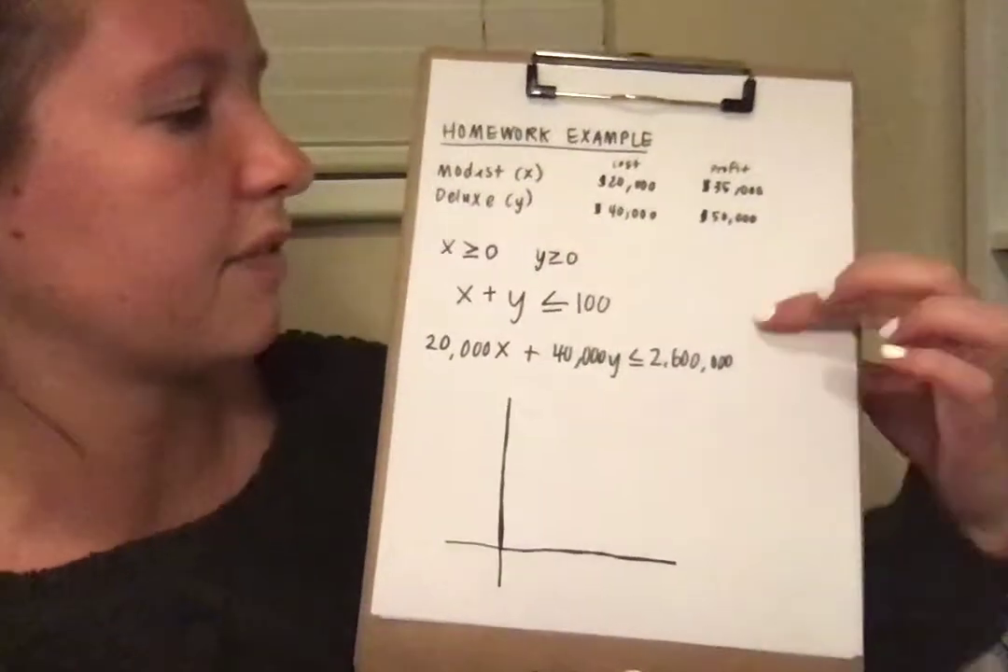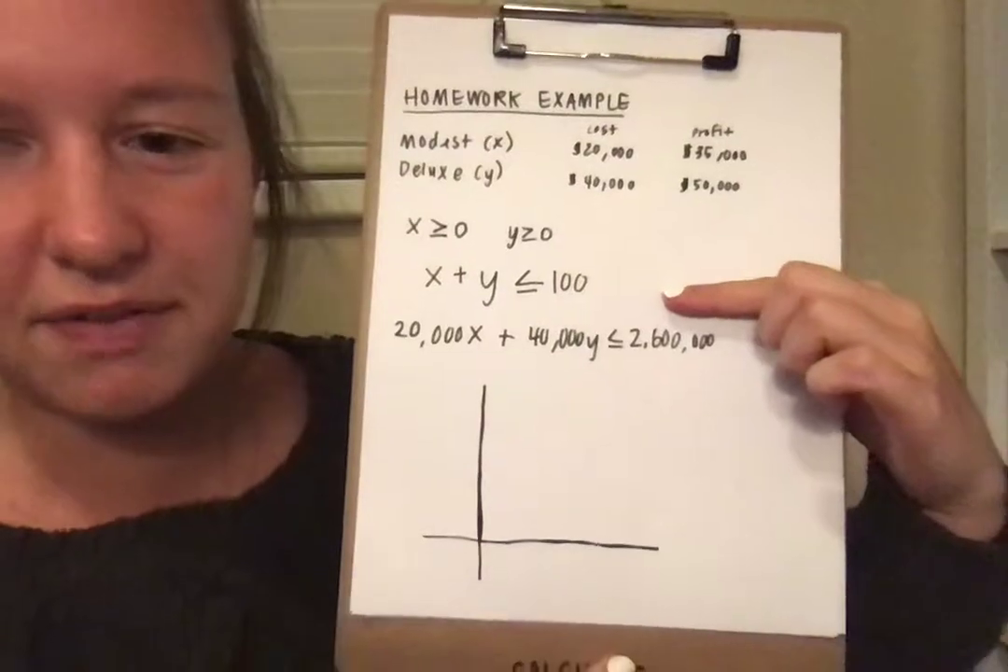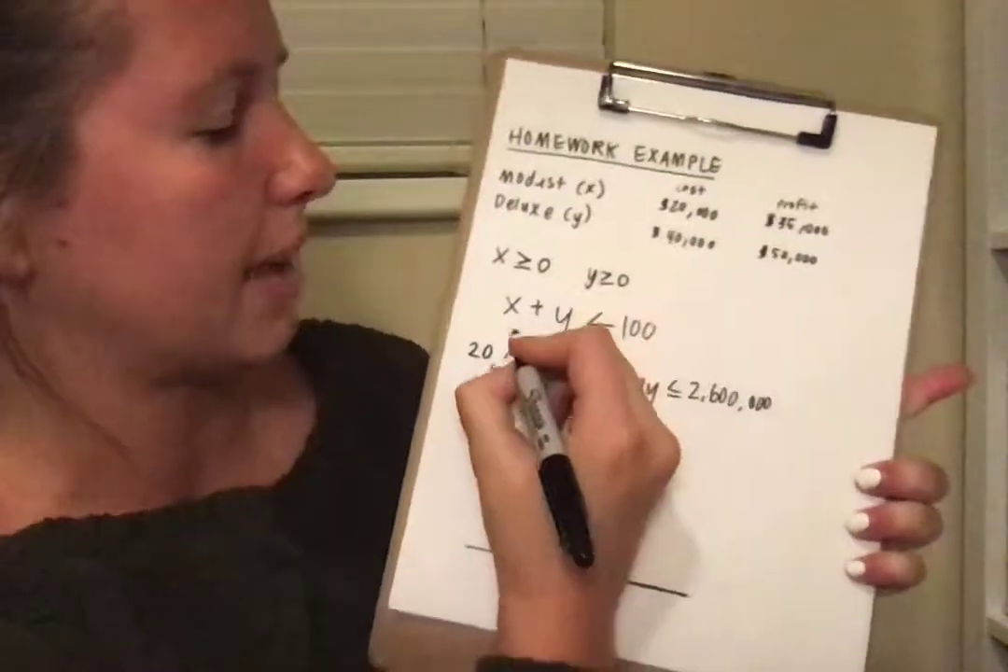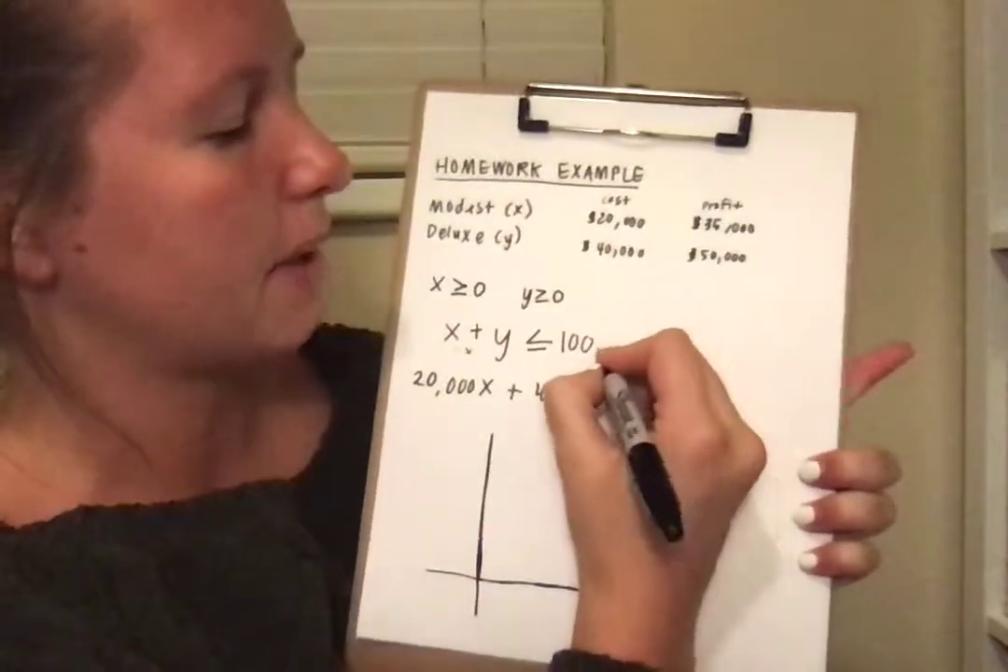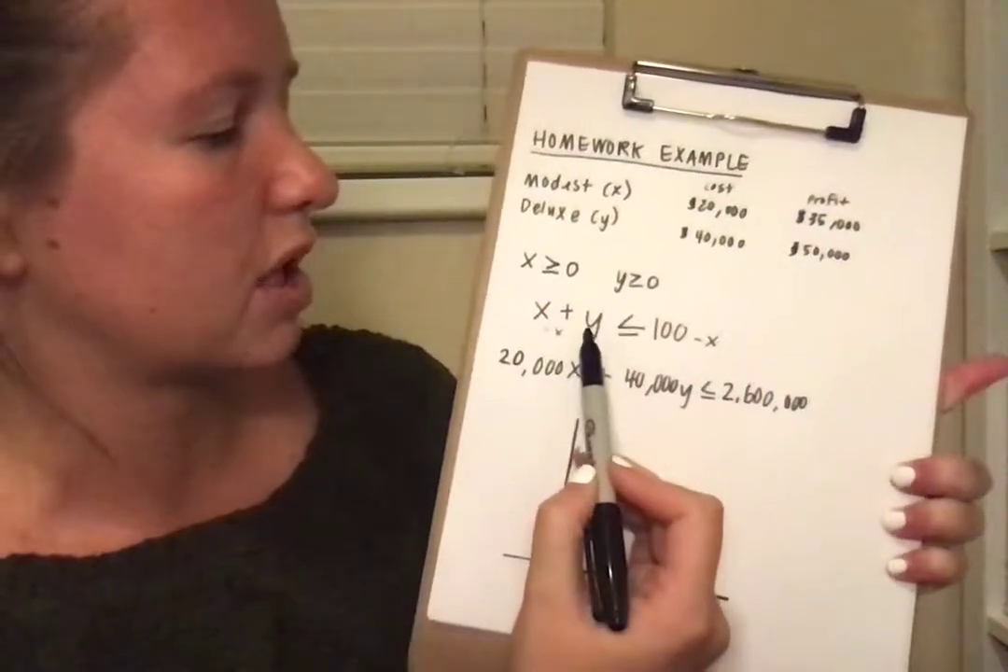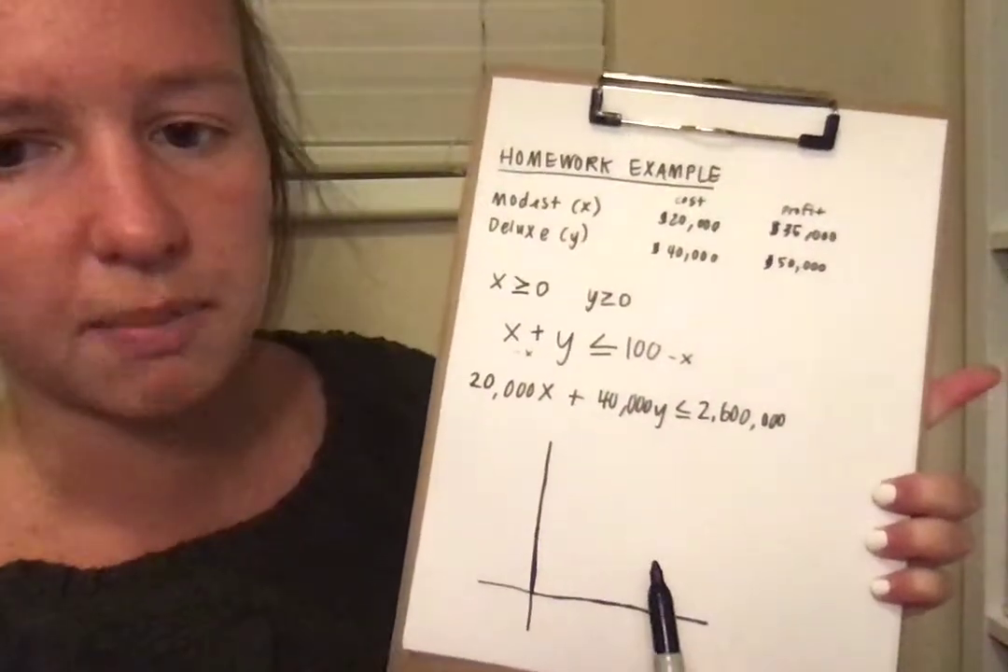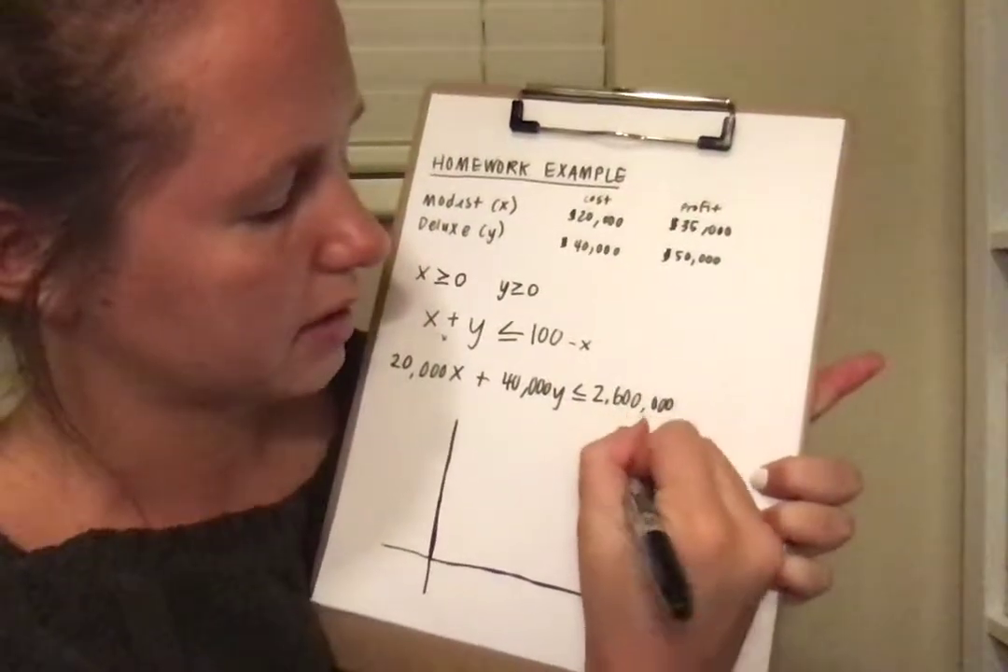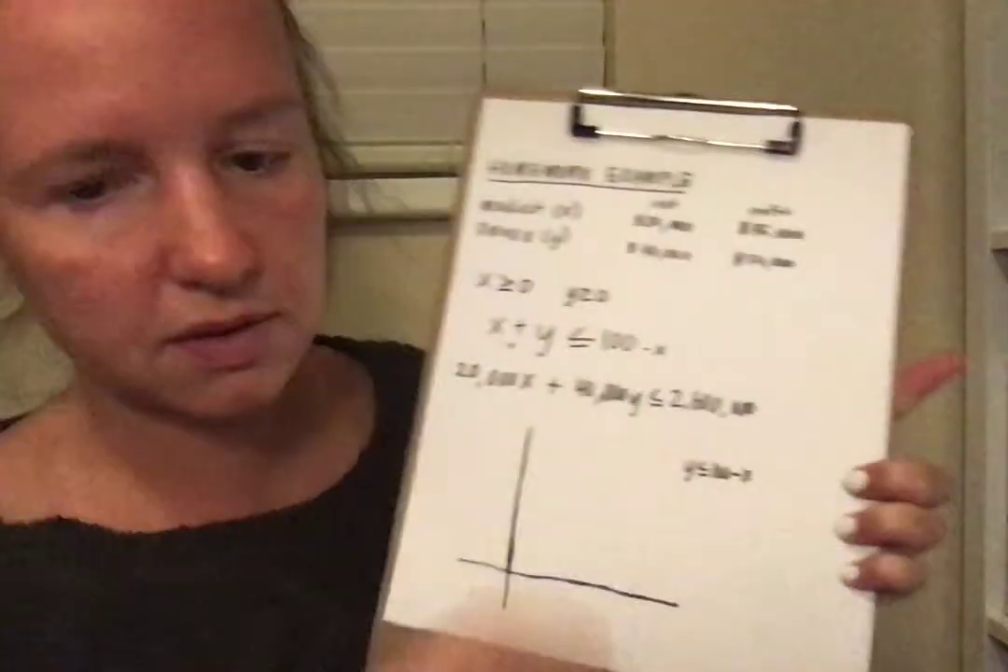Okay, second, I need to graph this guy right here. It's easiest to graph stuff if it's in Y equals form, so I'm just going to minus X, and then minus X. So my second equation is Y is less than or equal to 100 minus X.